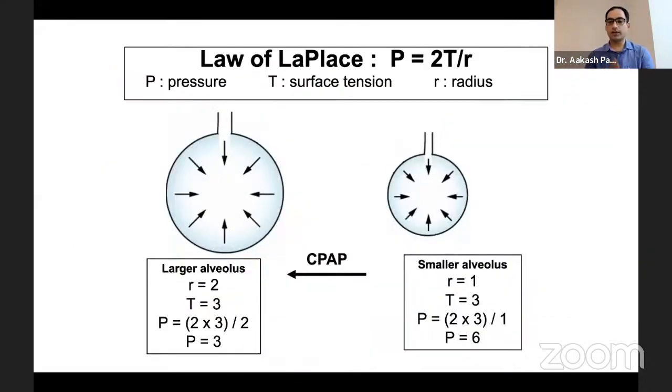Now, we should also remember that surfactant and CPAP go hand in hand. This is well explained by the law of Laplace, which shows that T, that is the tendency of the alveoli to collapse, the inward pressure which causes an alveolus to collapse, is directly proportional to surface tension. Here T is surface tension, and is inversely proportional to the radius of the alveoli. Now, what happens to the radius when we give CPAP? The radius increases. Therefore, once the denominator increases, the tendency to collapse, that is the pressure which causes the collapse of the alveoli, will decrease.